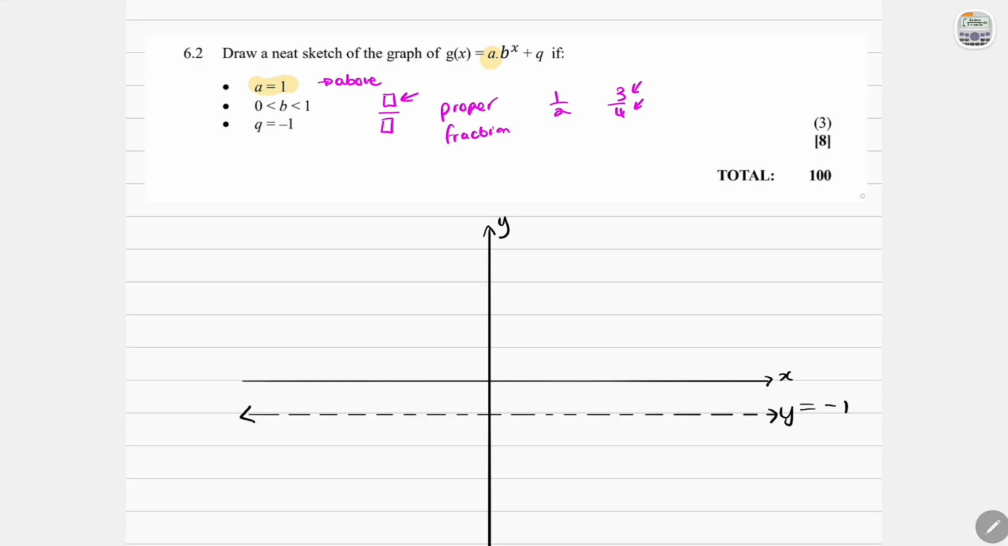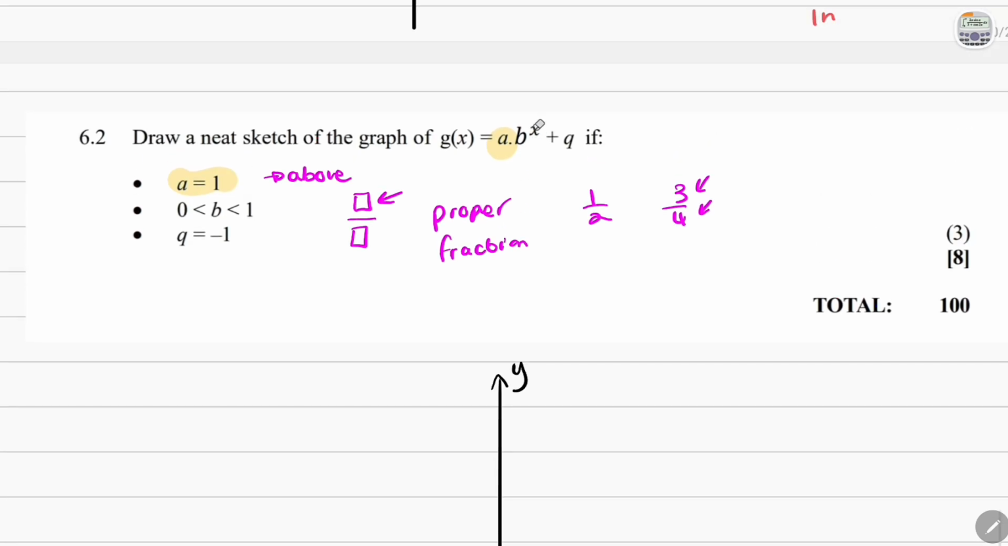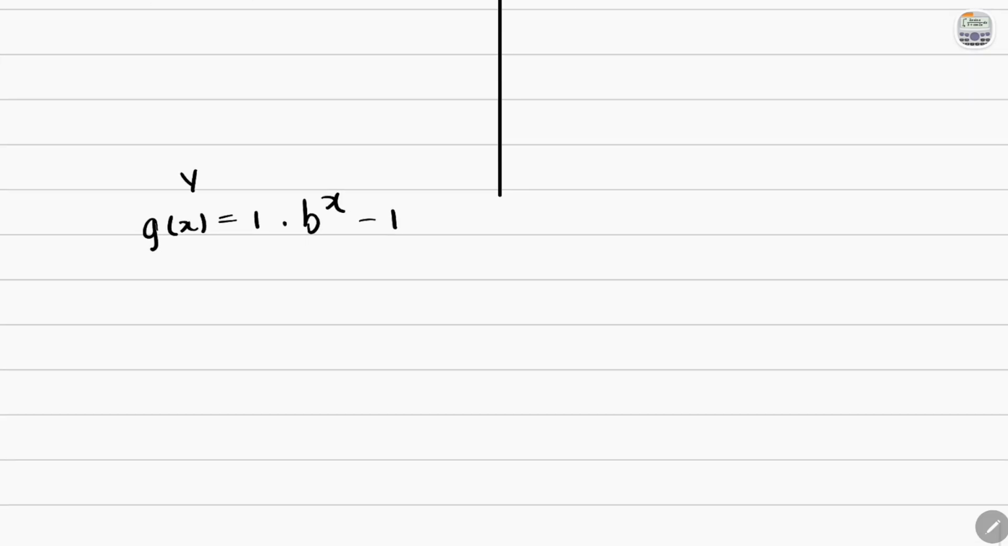Let's try to find the x and y intercept. So if we were trying to find the y-intercept, we would simply make x equal to 0. And we can because, even if this is b, we know what a is. And anything to the power of 0 is 1. So if you had g of x, this is 1 times b raised to the power of x, and then -1. Okay, this is what it looks like right now. So to find the y-intercept, you make x equal to 0. So g of 0 equals 1 times b raised to the power of 0, minus 1. Anything to the power of 0 is 1. Okay, this multiplying just becomes 1. 1 minus 1 is 0.